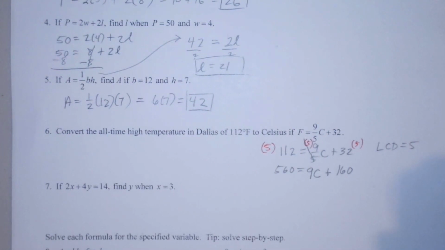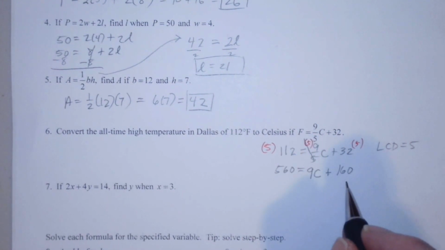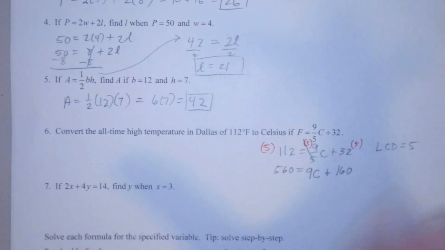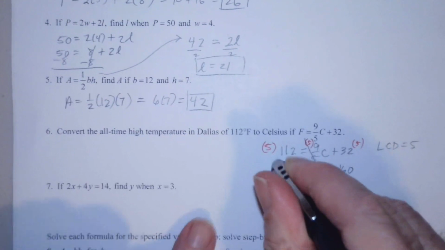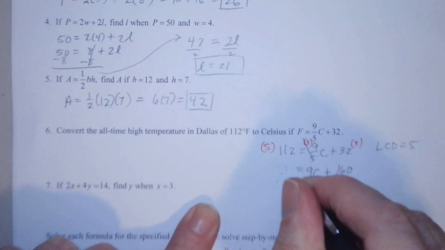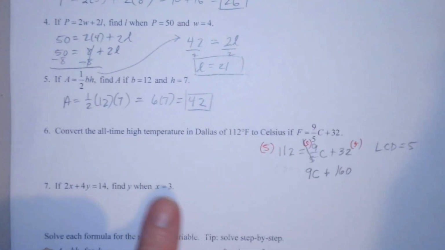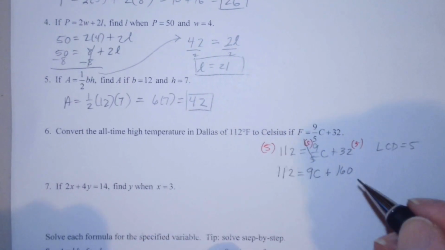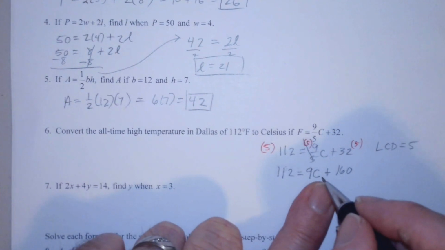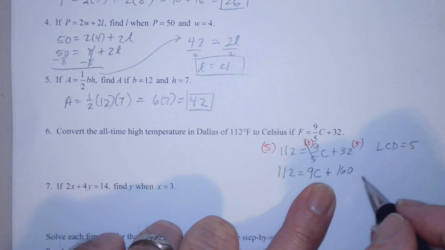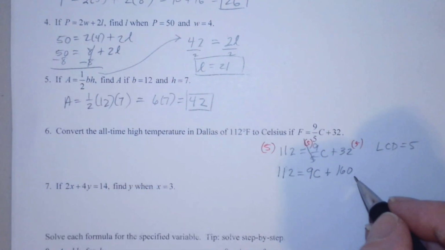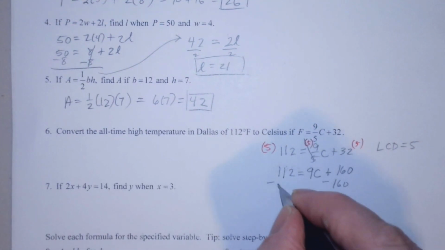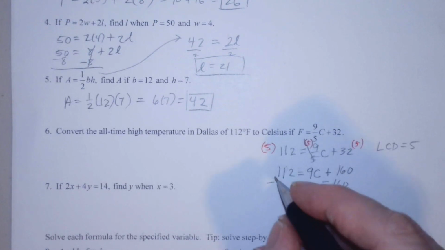So now this is much easier. This is a two-step equation. I didn't do a very good job of writing it out. Let me just make it look a little nicer. So this is a two-step equation. To get C by itself, we'll have to divide by 9. We'll have to subtract 160. We always add or subtract first with two-step equations.